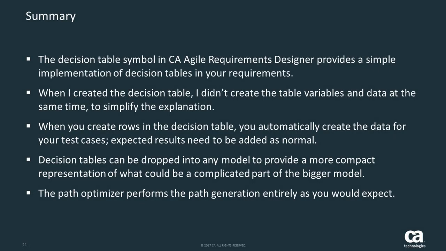The decision table symbol in ARD gives you a simple implementation of decision tables for your requirements. So you could treat it like a black box which provides a compact way of summarizing some more complicated decisions and outcomes. Now, when I created the decision table in ARD, I didn't create the table, variables and data at the same time as I created the table. I did this just to simplify the explanation. When you create rows in the decision table, you automatically create the data for your test cases. So this is a slight shortcut compared with the usual way of creating models. But you have to create your expected results in the normal way afterwards. Decision tables can be dropped into any model to give you this kind of shortcut of a more complex part of a bigger model. And it's important to realize that the path optimizer performs the path generation entirely as you would expect.